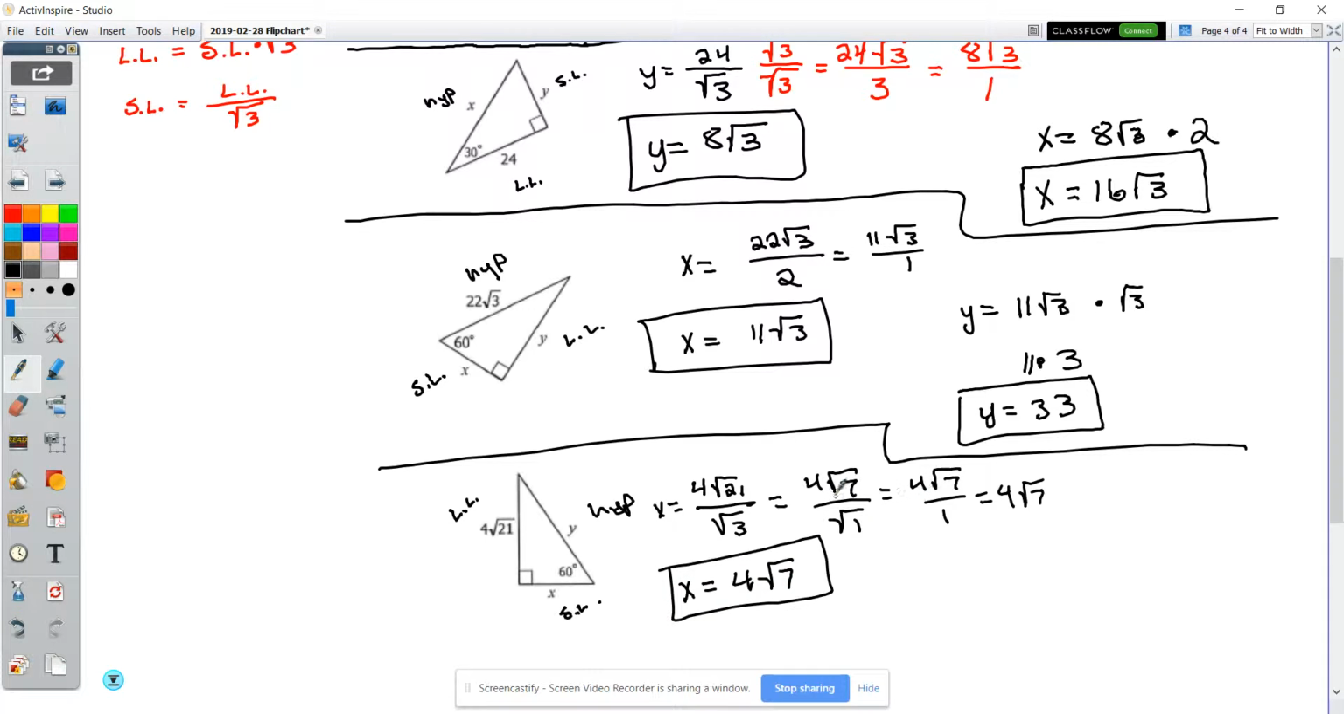Now, there's another way to do this. It takes a little bit longer, but it might be a way that you're more familiar with, and we can talk about that. But for right now, let's just leave it like this.